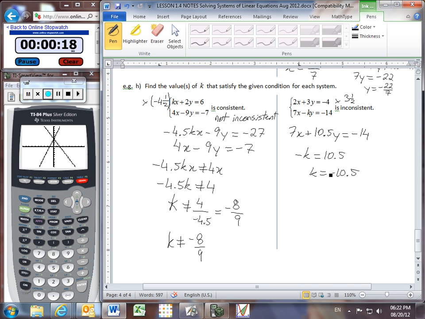So the only value k can equal when my x values are the same is negative 10.5, but that means that my entire equations are the same, and that would mean that it's a consistent dependent system. So there is no solution for this example. Okay, k has no solution.